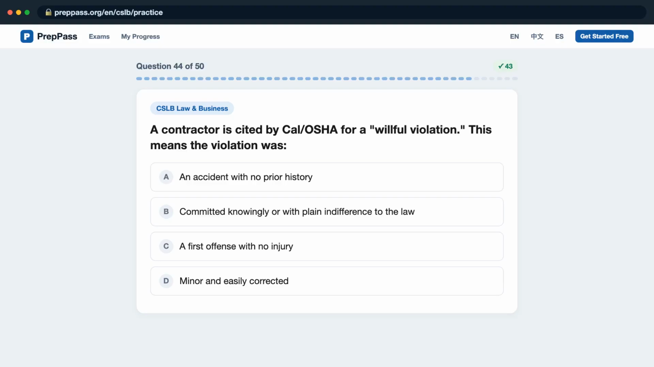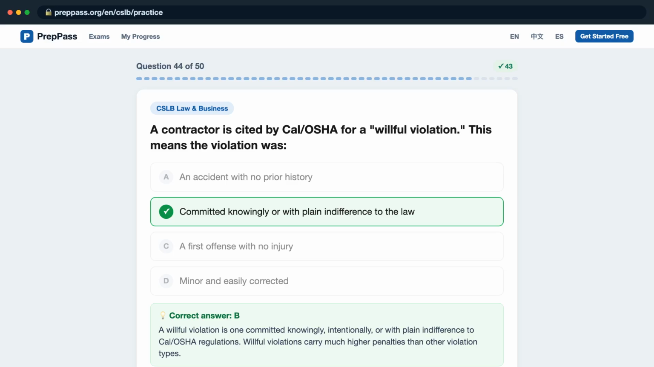Question 44. A contractor is cited by Cal/OSHA for a willful violation. This means the violation was, is it A, an accident with no prior history? B, committed knowingly or with plain indifference to the law? C, a first offense with no injury? D, minor and easily corrected? The correct answer is B. A willful violation is one committed knowingly, intentionally, or with plain indifference to Cal/OSHA regulations. Willful violations carry much higher penalties than other violation types.